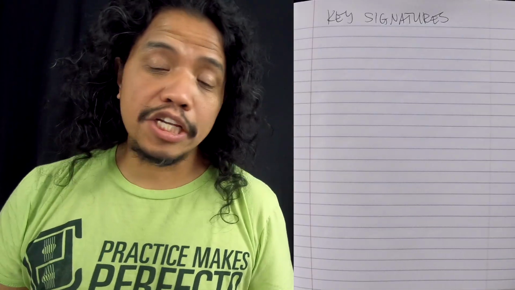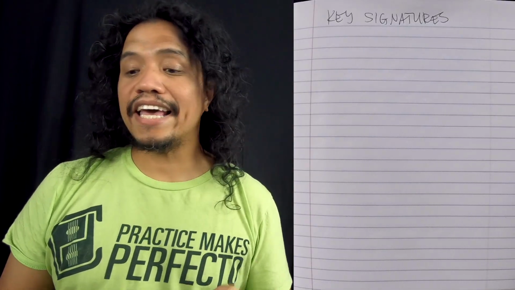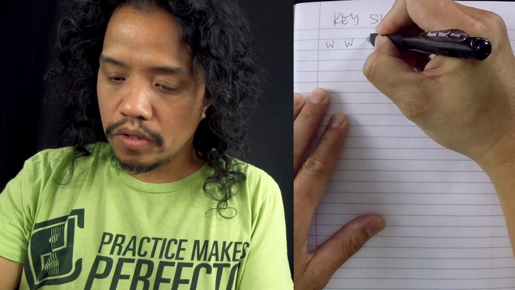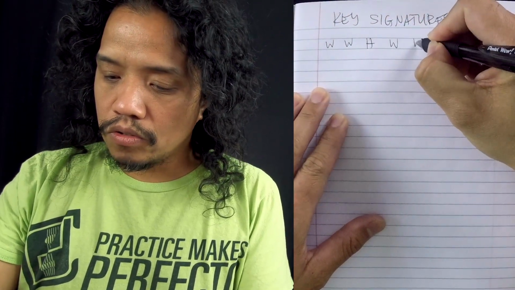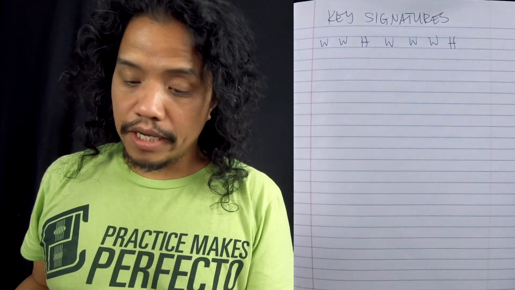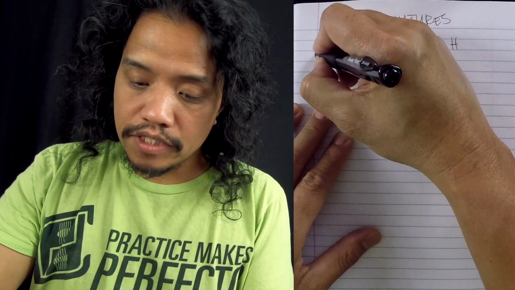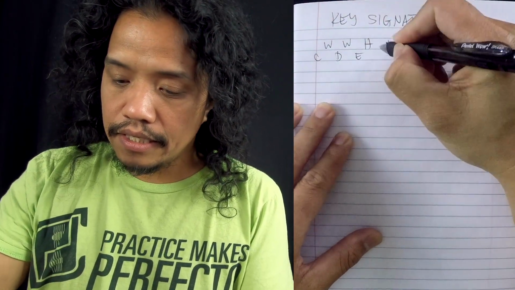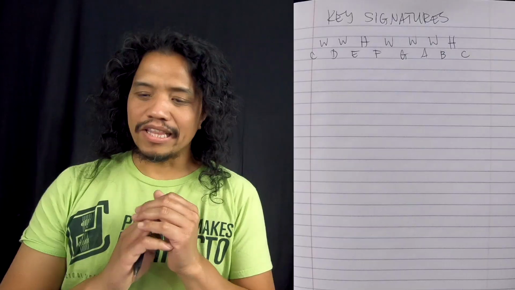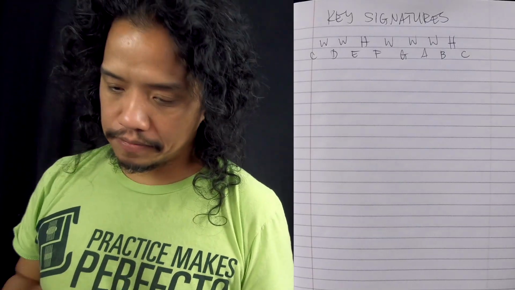Now to spell out the notes in each musical key, we are going to take the major scale formula that I showed you in part 1 and apply it to the different notes. Major scale formula is whole, whole, half, whole, whole, whole, and half. We've already applied it to C major, so we have C, D, E, F, G, A, B, and back to C. Now let's start with our sharp keys.